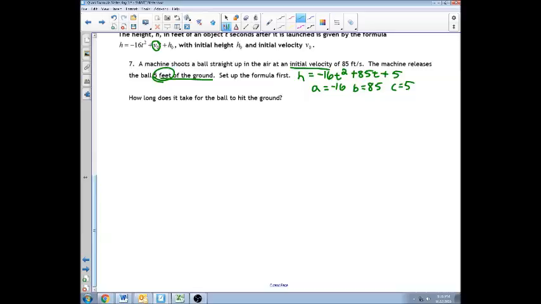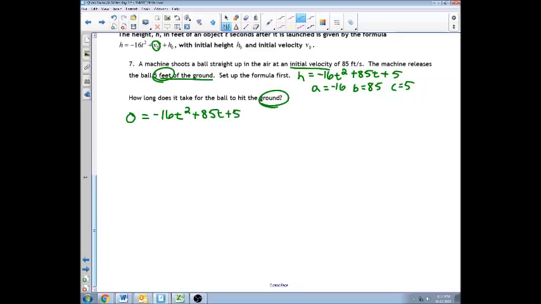Okay? So how long does it take for the ball to hit the ground? Depending on what it's asking me to find, well, the ground is 0 feet from the ground, right? If it told me how long does it take to go to 20 feet, I'd put 20 on that side of the equation. But otherwise, I'm just going to rewrite my equation at this point, setting it equal to 0 because it wants to know about the ground.